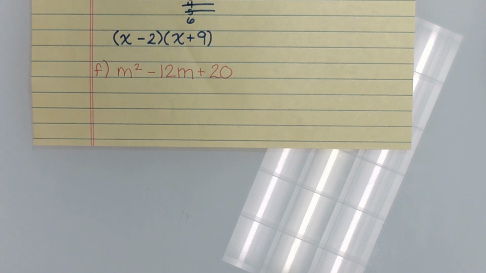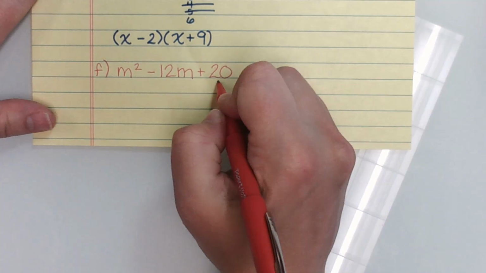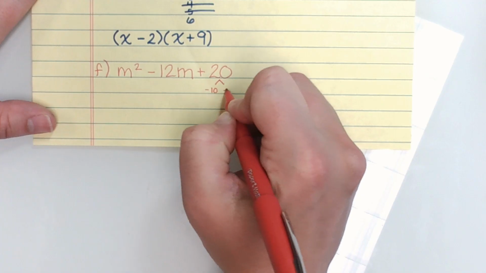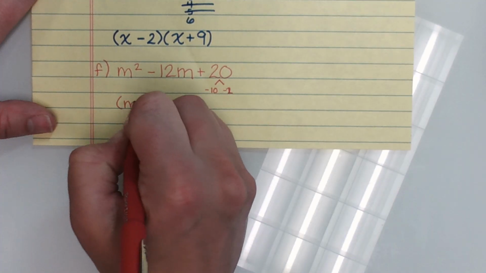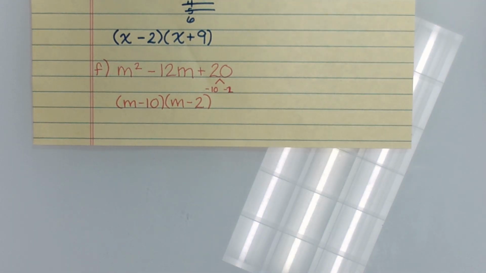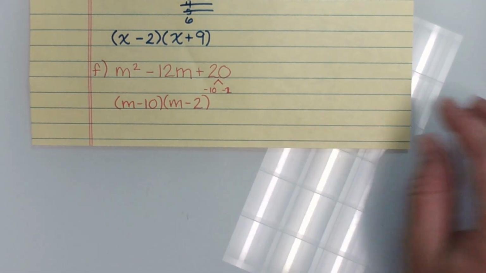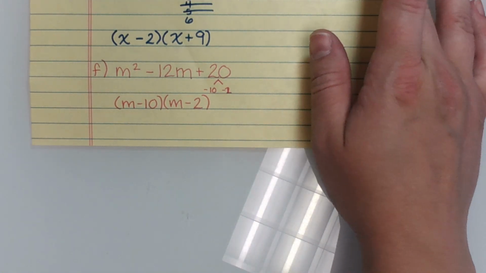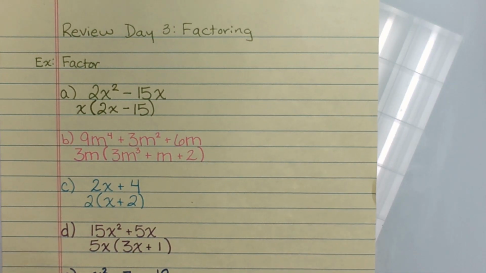Okay, what do the numbers have to multiply to? 20. Positive 20. What do they have to add to? Negative 12. What's the only way you get things to multiply to a positive number, but when you add them, you get negatives? They have to be 2 negative numbers. 2 negative numbers that'll work here. Negative 10, negative 2. M minus 10, M minus 2. Almost done, not quite.